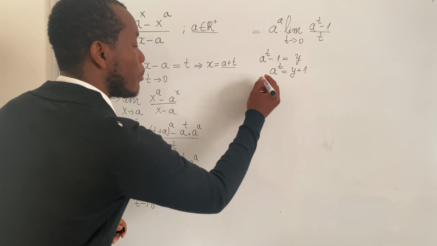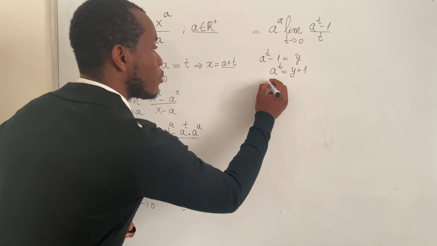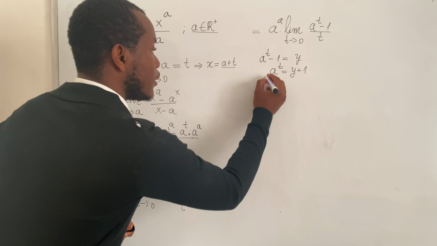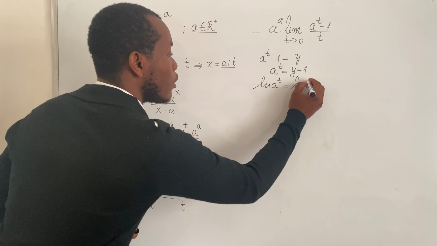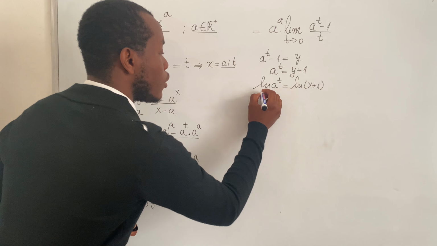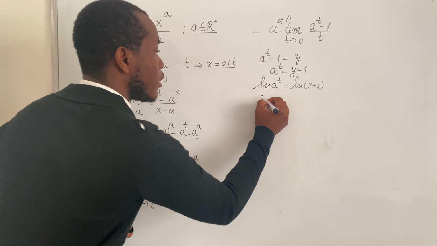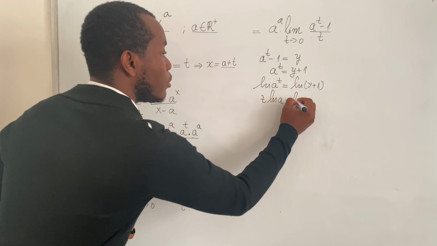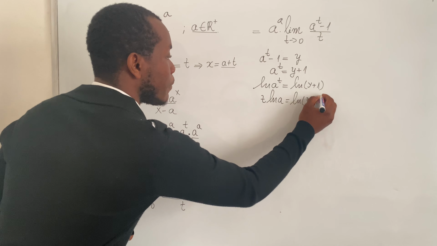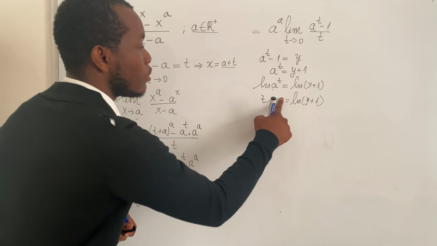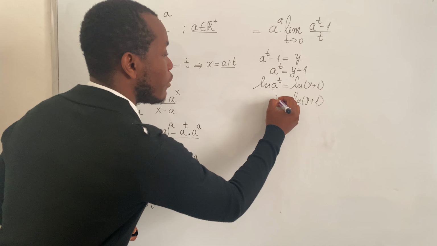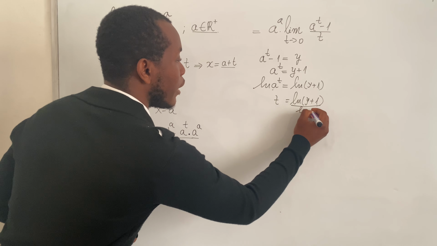So in this case, we're going to say that ln of a to the power t is equal to ln of y plus 1. So t times ln of a is equal to ln of y plus 1. Now this ln of a is multiplying, so we can send it to the other side dividing. We can simply have t equal to ln of y plus 1 over ln a.